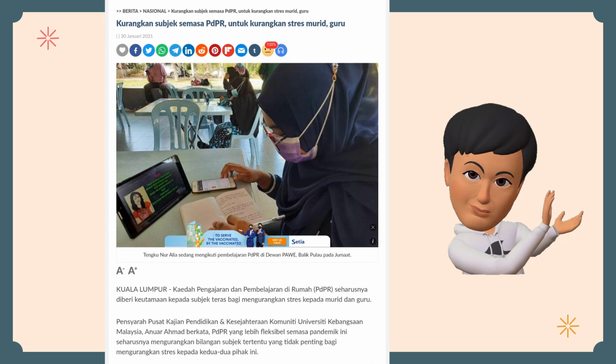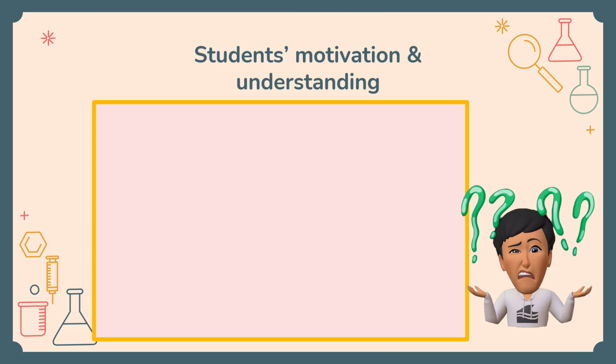As you can see from this newspaper article, people are recommending that some subjects should be reduced during this PDPR to bring down the stress of both teachers and students. This article does show proof that even professional teachers are having difficulty in adapting towards online distance learning right now. For the final issue, let's focus on our students' motivation and understanding during this pandemic.